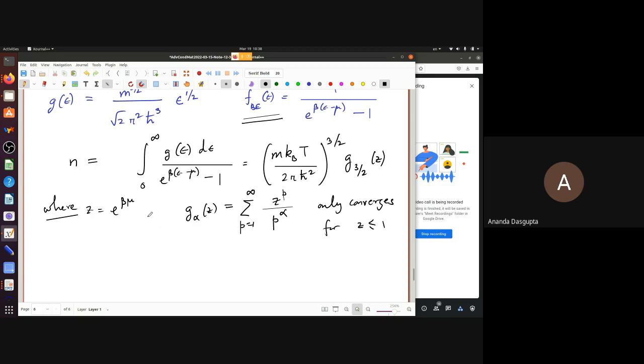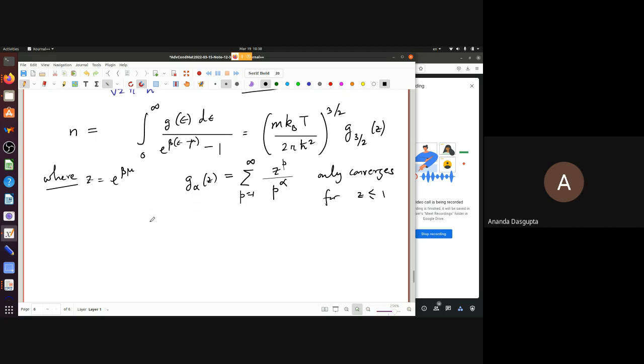Okay. Now, before we go any further, let us just take a look at some basic properties of this function, because that's going to be useful. So this function is of course defined only for z going from 0 to 1. Beyond z equal to 1, this series diverges. Okay. So 0 to 1. Now what is g3 by 2 of 0? Can anybody tell me that? That should be obvious from this formula.